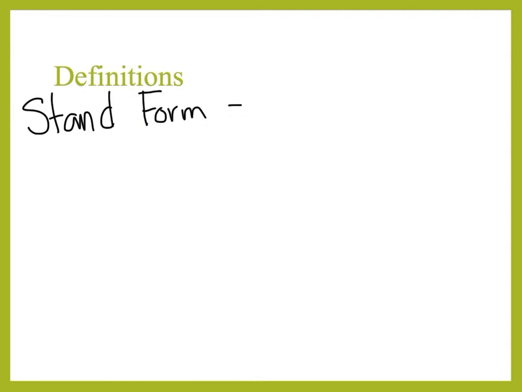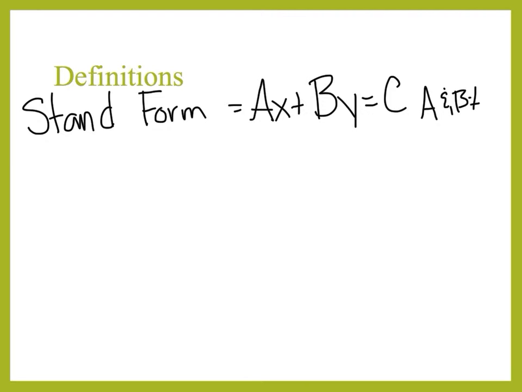It looks like this: AX plus BY equals C. The thing that we have to make sure is that A and B do not equal 0. Alright? So this is standard form: AX plus BY equals C, and A and B do not equal 0. The other definition we have is the x-intercept.